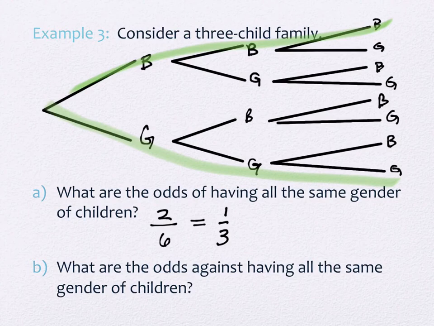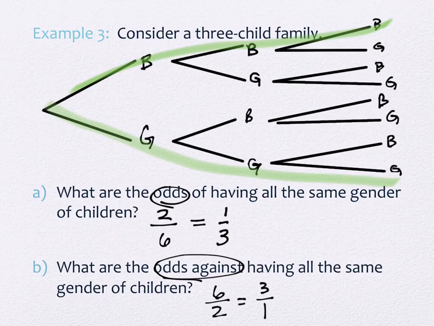How about the odds against having all the same? So this one said odds, this one says odds against. So odds against having all the same gender of children. If I've already found the odds in favor, which I have on part A, what do I have to do for the odds against? I just need to flip it, right? I need to take my 6 over my 2, or you could even take the reduced fraction if you wish, so you don't have to reduce it again, 3 over 1. The odds against it happening is 3 to 1.